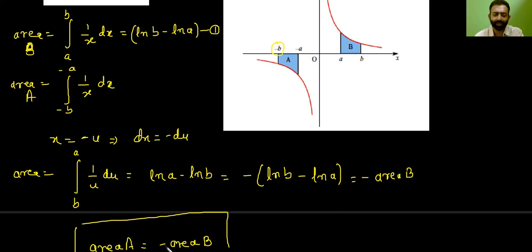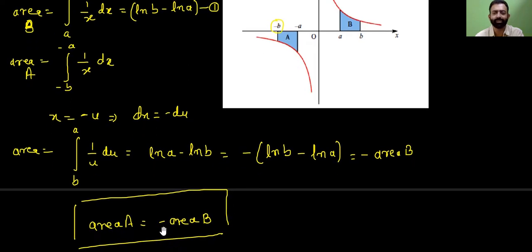And this negative sign also has one explanation. Since this area A lies below the x-axis, what we have learned in the previous class, at the AS level, is that if the definite integral value comes out to be negative, that means the area has to be below the x-axis.